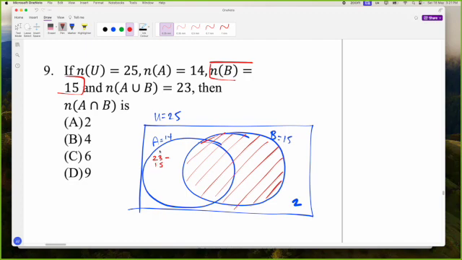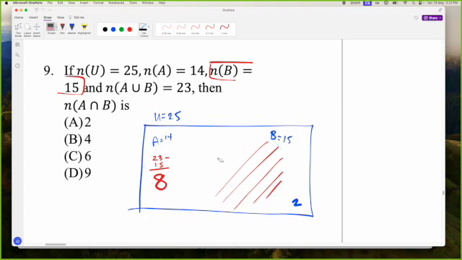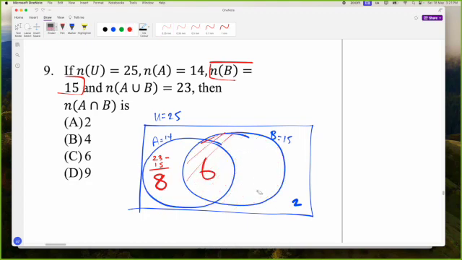And that'll give you 8. So is 8 going to be inside here? If 8 is inside of here, 8 plus 6 will give you the 14. So that means that the intersection will have 6 in it. The intersection will have 6 in it.